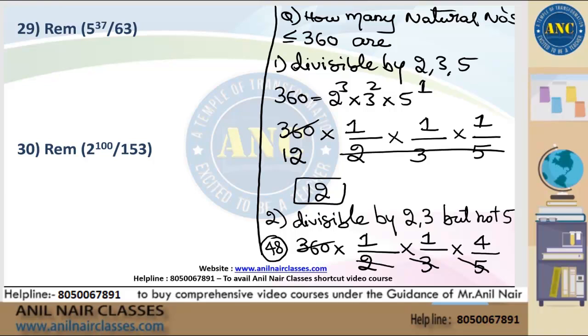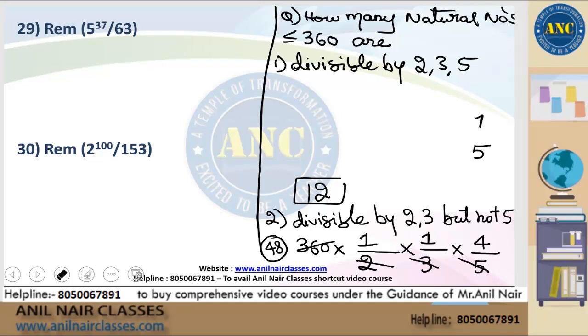Again I am repeating. For every two consecutive numbers, one number. For every three consecutive numbers, one number. For every 5 consecutive numbers, one number which is divisible. So directly 1 by 2 into 1 by 3 into 1 by 5. For every 360 numbers, for every 2, one number is divisible. For every 3, one number is divisible. For every 5, one number is divisible. But the question is but not divisible. So 1 minus 1 by 5 is 4 by 5. I hope the idea is clear. We will create a few more questions so that it will be clear.